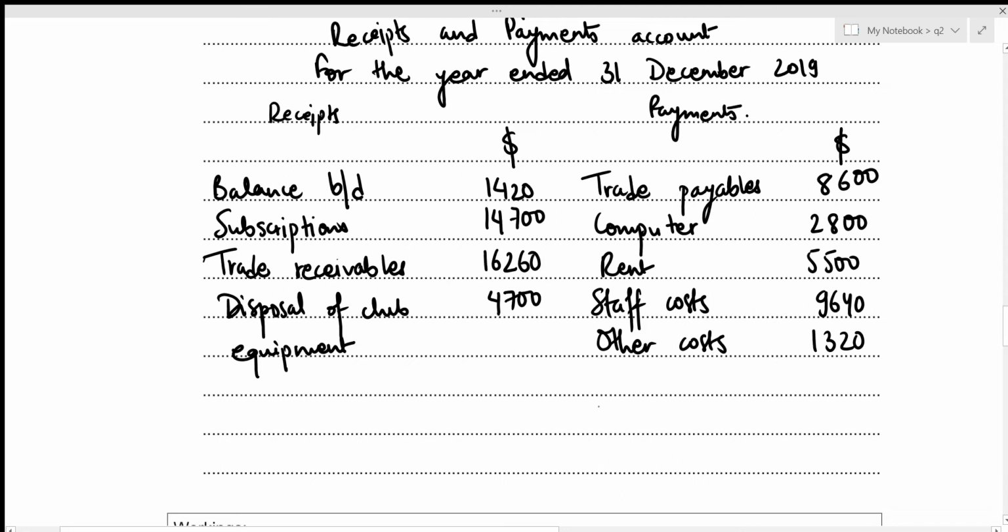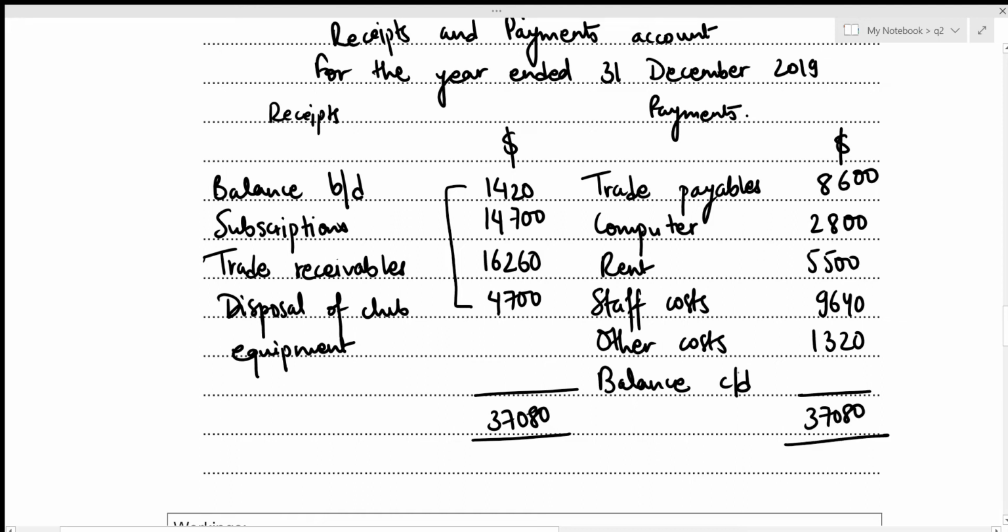So this concludes everything. Now we just need to figure out our closing balance of our receipts and payments account, which is essentially the closing balance of our cash and cash equivalents. And in order to figure out the closing balance, we need to figure out the total first, which we can do by totaling the debit side. So that's the sum of these four amounts: 1,420 plus 14,700 plus 4,700 plus 16,260, which results in the value of 37,080. And the total is the same for the credit side as well.